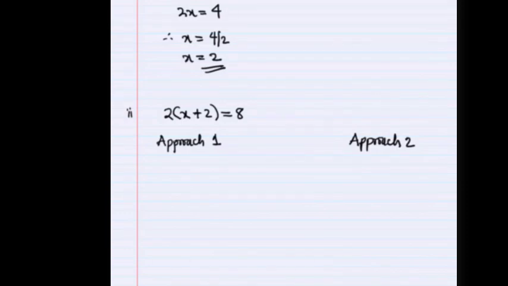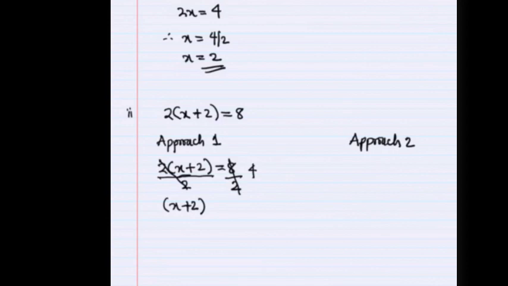Now we have this equation, 2 bracket x plus 2 equal to 8. Some of the students usually divide both sides by 2. It means this will cancel this, and this will cancel this, to have 4. Now let me put it out again: x plus 2 equal to 4.